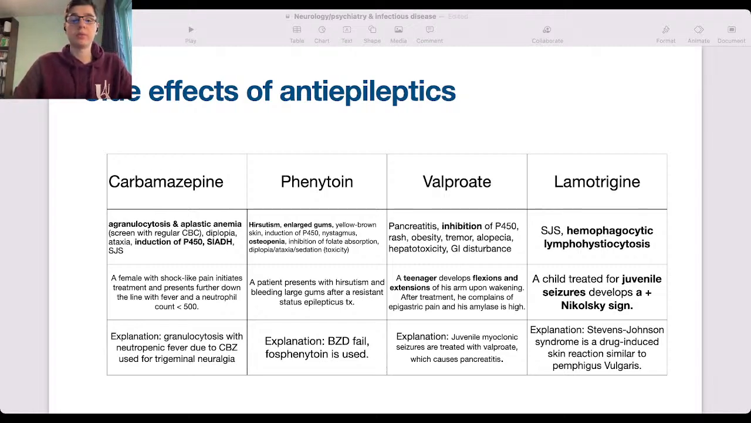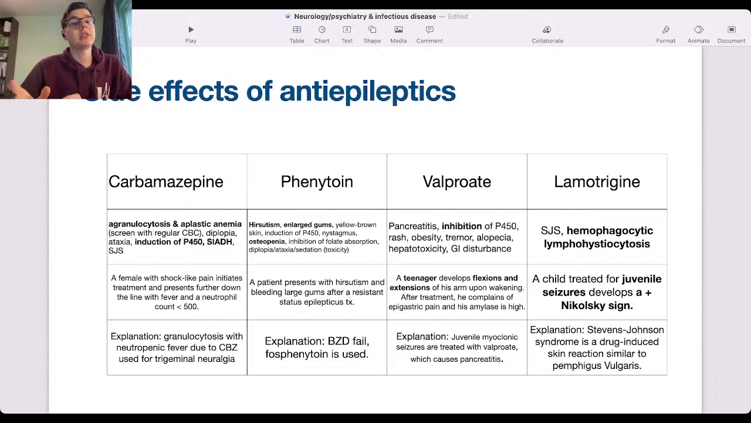Okay, so on to phenytoin. Phenytoin is usually marked in the NBME questions by hirsutism and large gums. Also, the questions target the induction of P450. A less known side effect is the yellow-brown skin development and the nystagmus. This is why the patient developed the yellow-brown skin in our second question stem.